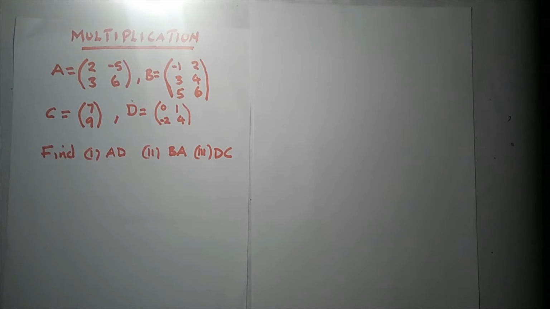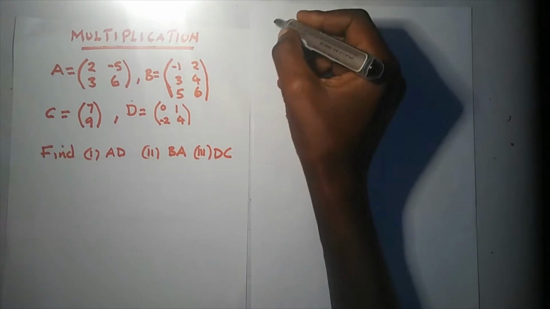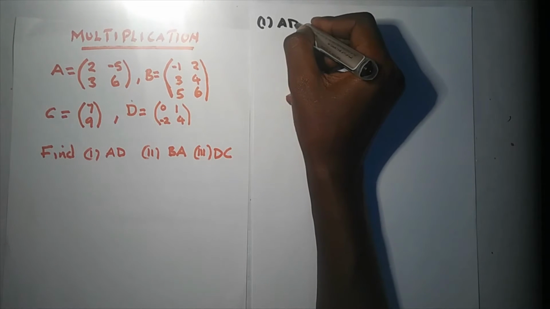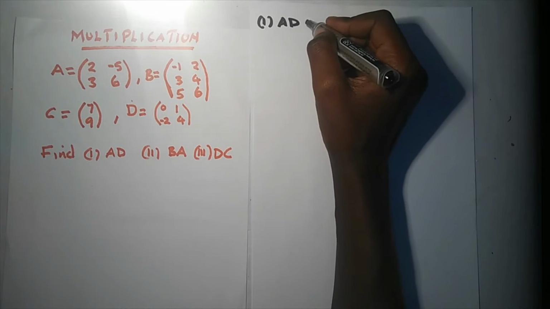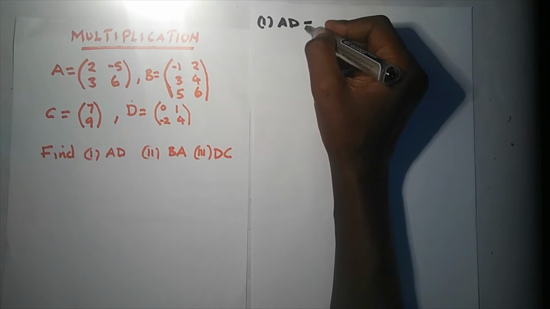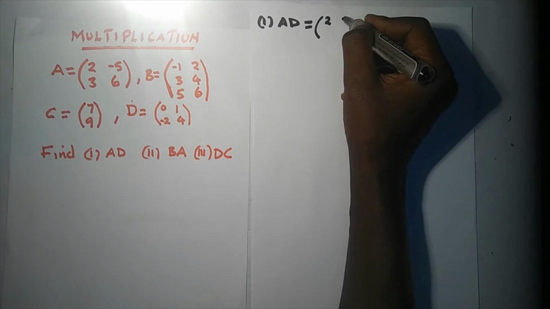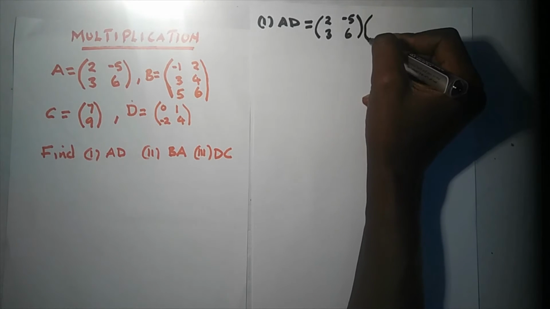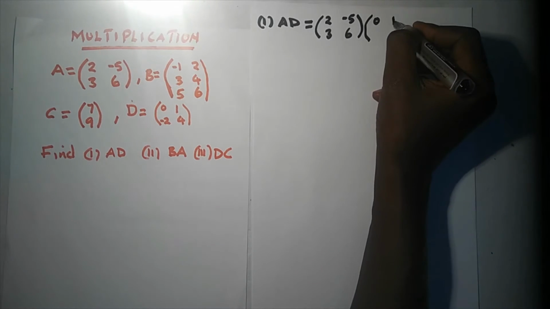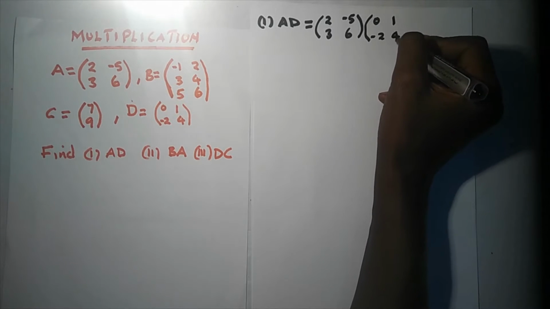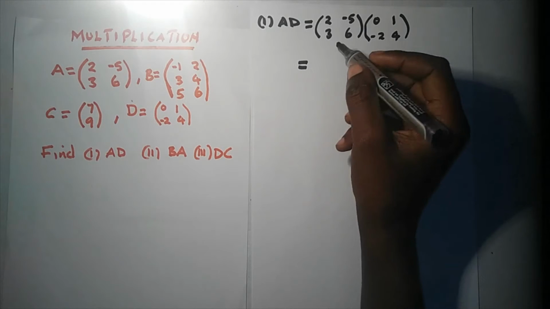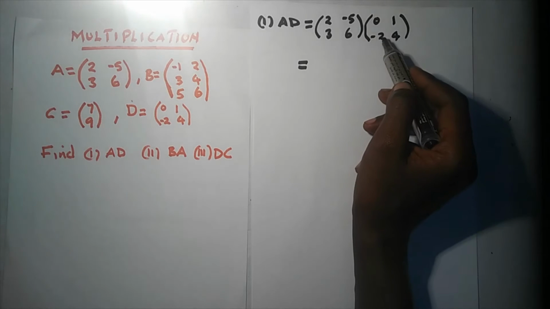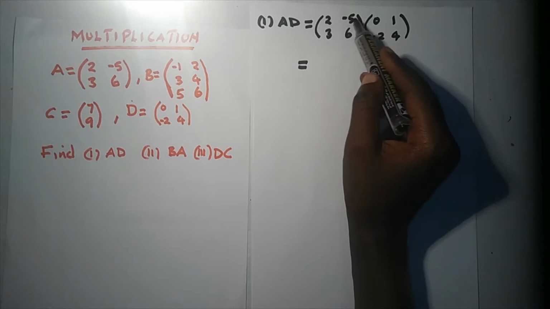Here now we are going to see how to multiply A times D. We are going to replace these two letters with the matrices. So A is 2, -5, 3, and 6. And then D is 0, 1, -2, and 4. And so when we multiply matrices, we do it row by column. So the first row here multiplied by that column there.